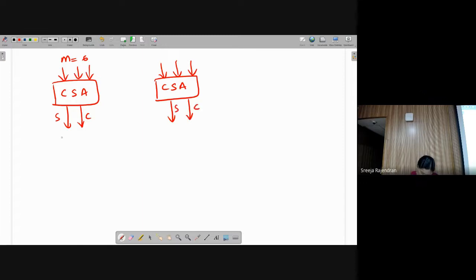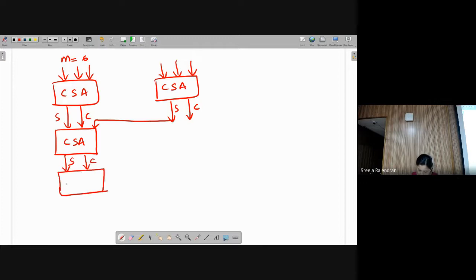So I can have another one. I can give this also here. So now I get again some carry. If I have one more here, this also can be given here. Yes or no? So now everything has been added. All the sum and carry generated from different blocks have been added.